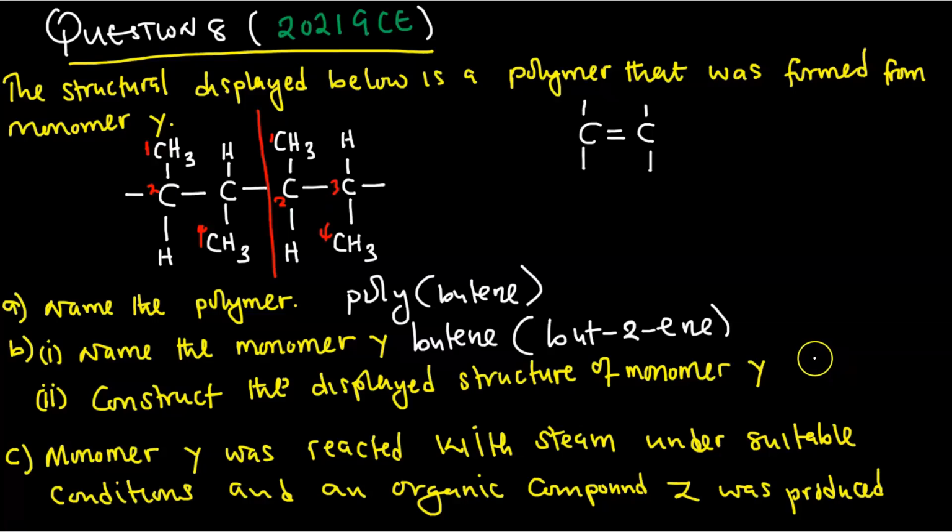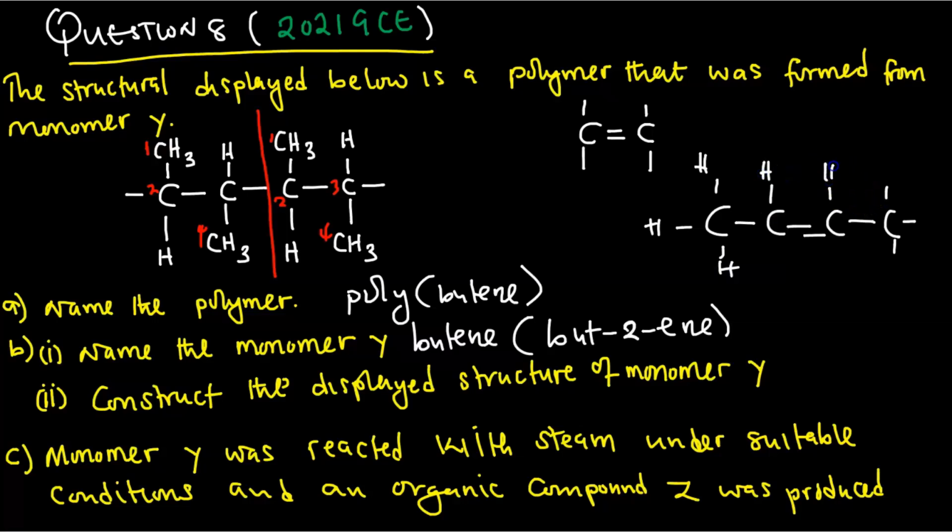So how do you draw it? It will be like this: carbon, carbon, carbon, carbon. So 4 carbons. Between the middle ones there was a double bond. Then here it was like that, here like that. Hydrogen, hydrogen, hydrogen. This one needs a hydrogen there, this one needs a hydrogen there. Hydrogen, hydrogen, hydrogen. So this is the displayed structure of monomer Y.